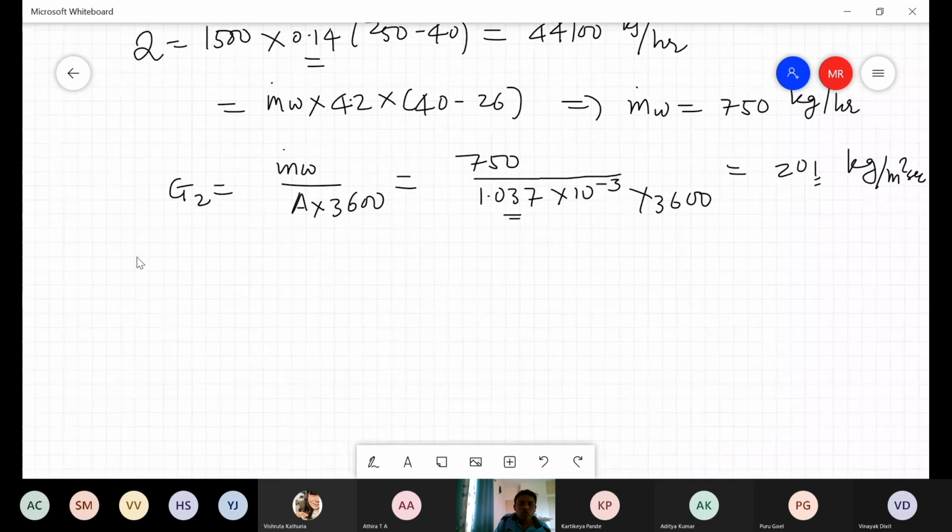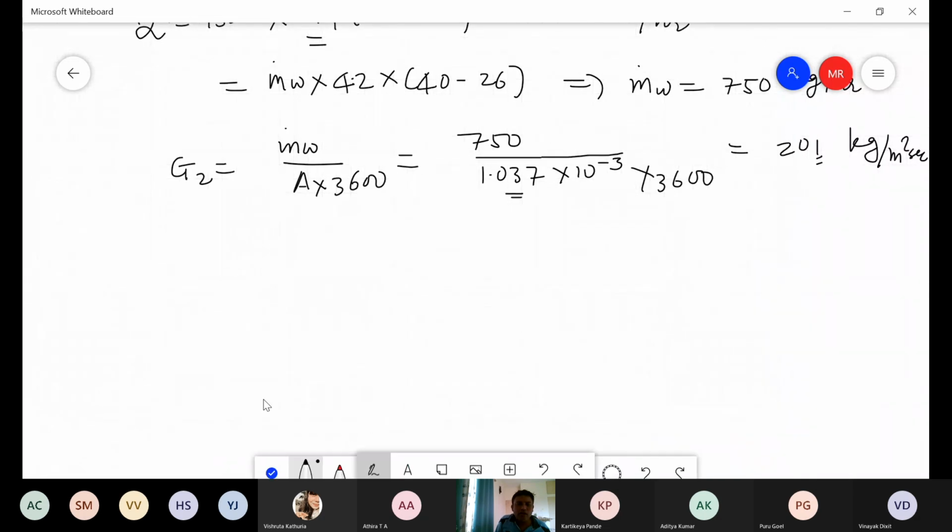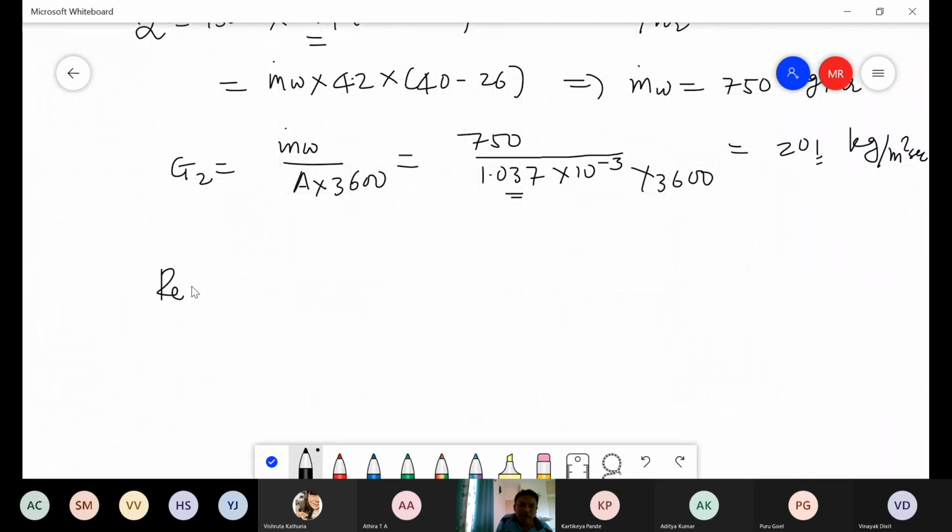Okay, so now we wanted to calculate the Reynolds number. So now the Reynolds number can be given as, again, dVρ by μW, isn't it? Correct. That can be written as dG2 by μW. Now what will be D here?